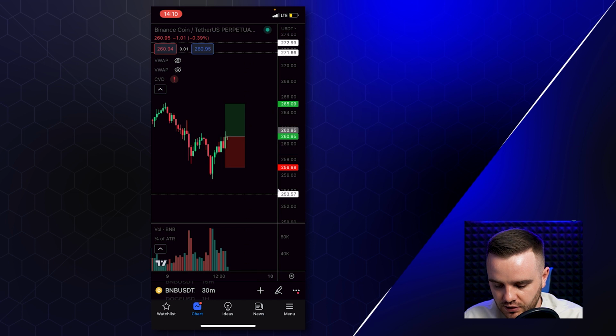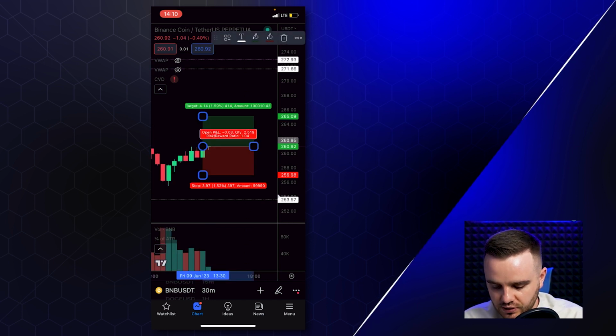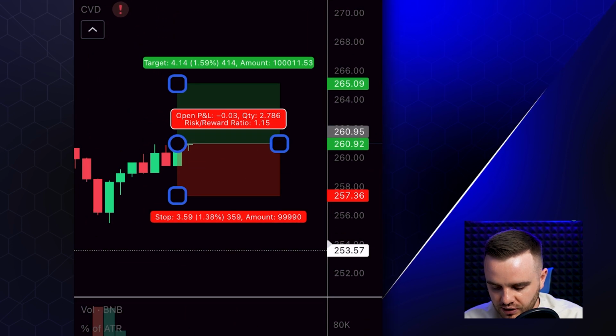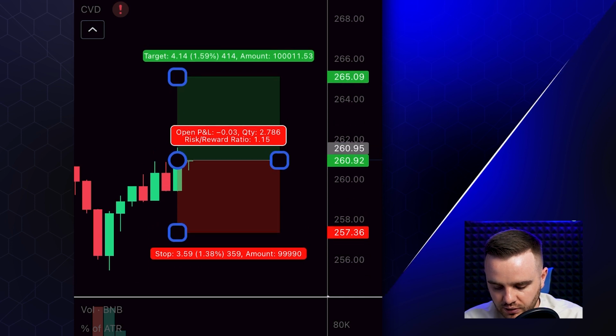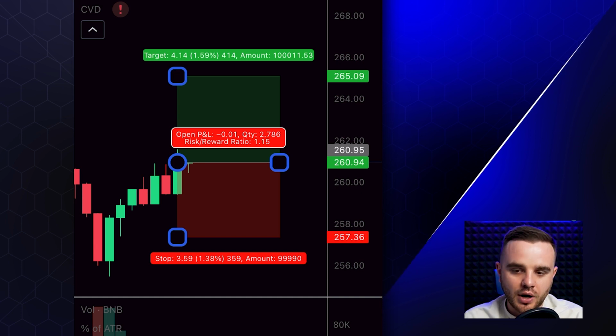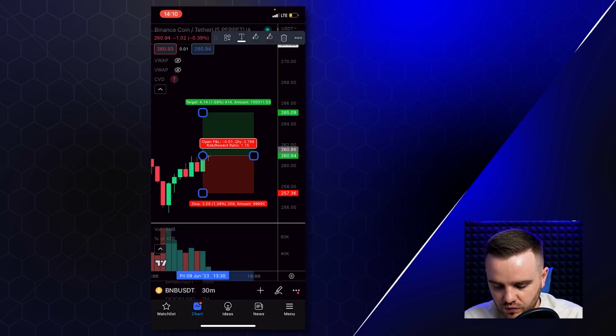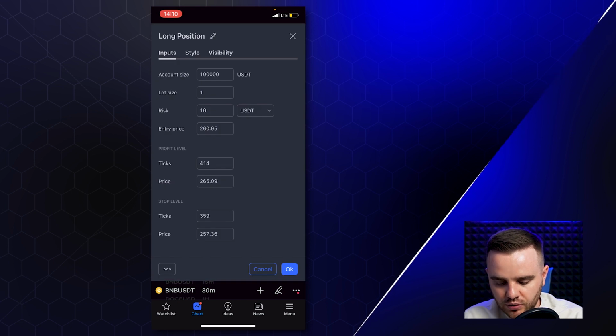It's the same as we did here. Green is your take profit. Red is your stop loss. Here you decide where you would like to put your stop loss. Imagine you put your stop loss here at 257. You can see here below at what price you set your stop loss, the percent of price movement, and ticks. Here you open the settings of this tool, and here you have risk.